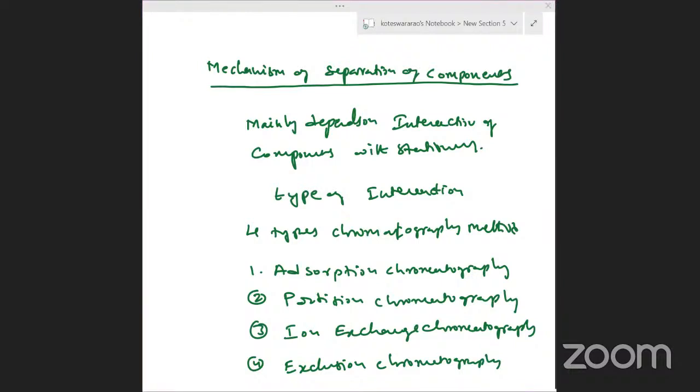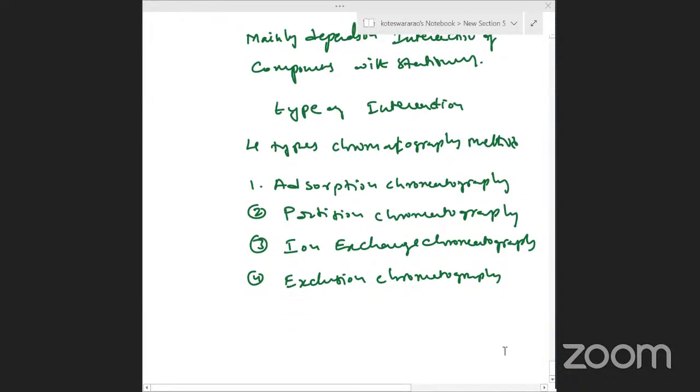Now, coming to adsorption, a simple one. Today I'm concluding with adsorption chromatography. Tomorrow we will discuss the remaining two.